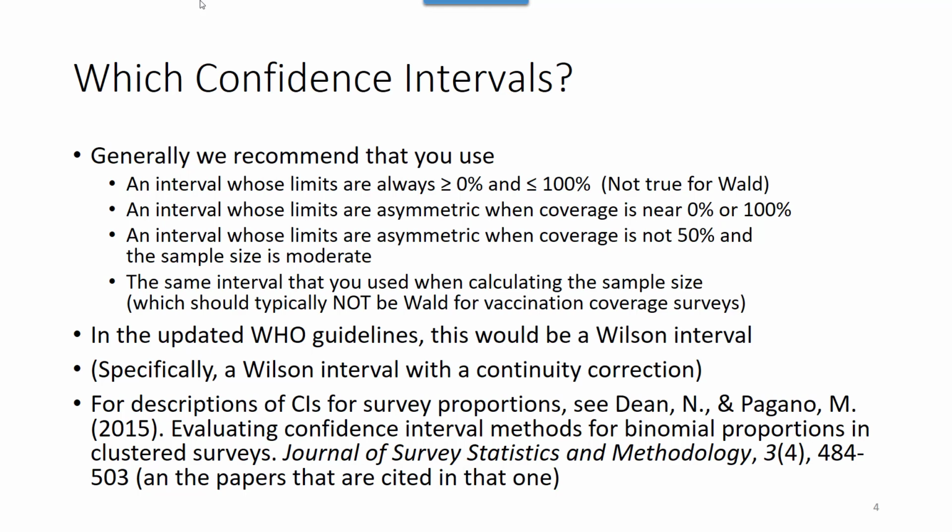And really, we want to use the same confidence interval formula here in the analysis phase of the project that we used at the start when we calculated our sample size. And so for these updated WHO guidelines, that's going to be what we call a Wilson interval. So we really want to use Wilson intervals for the most part. And to be technically specific, the sample size calculation uses a Wilson interval that has a continuity correction.